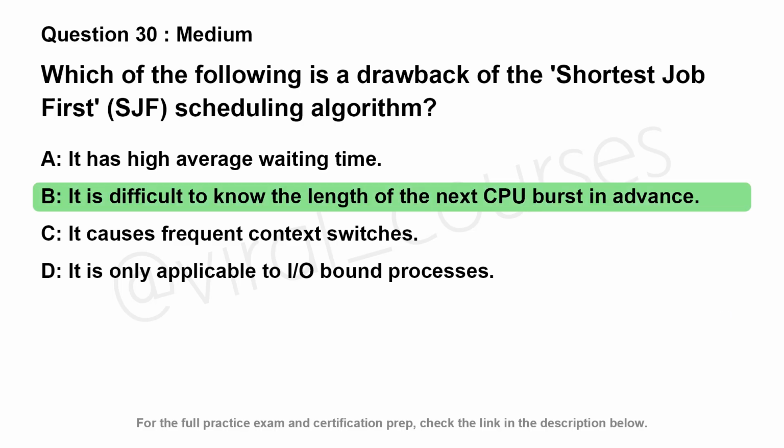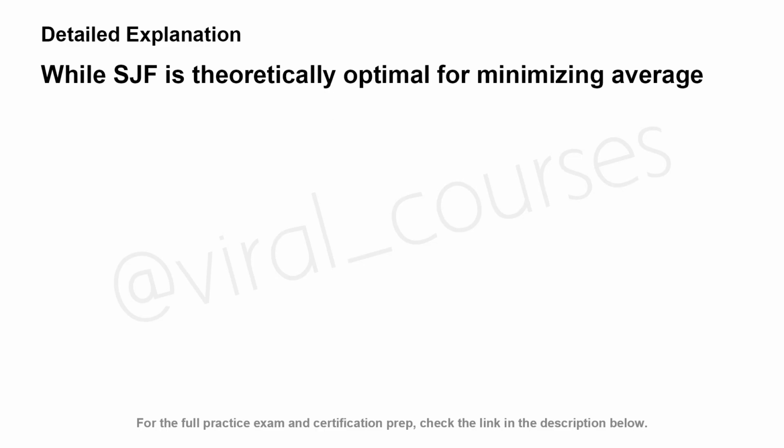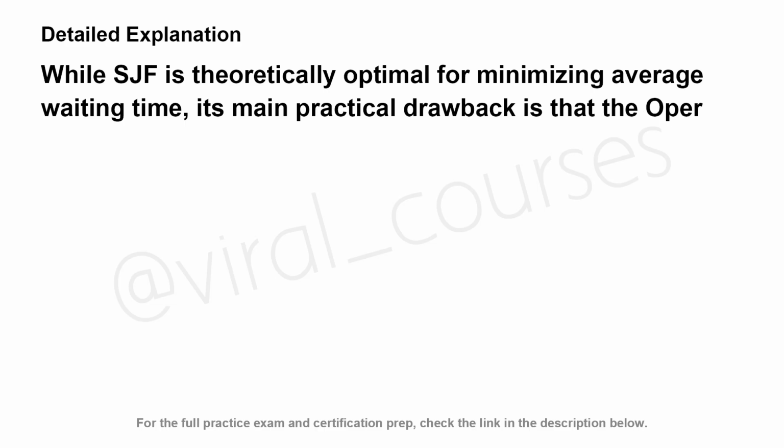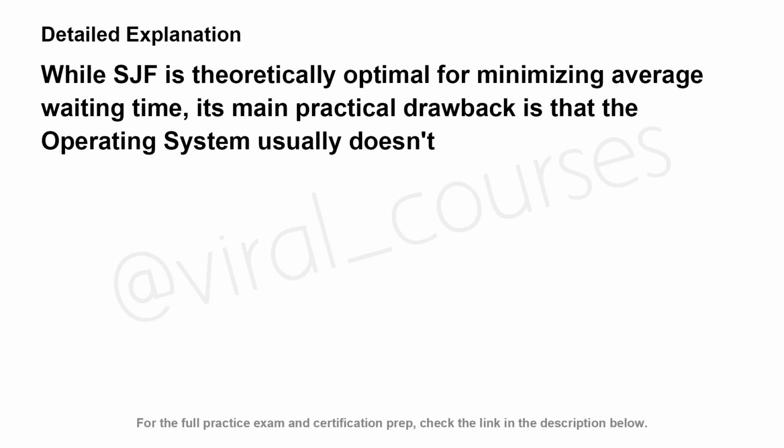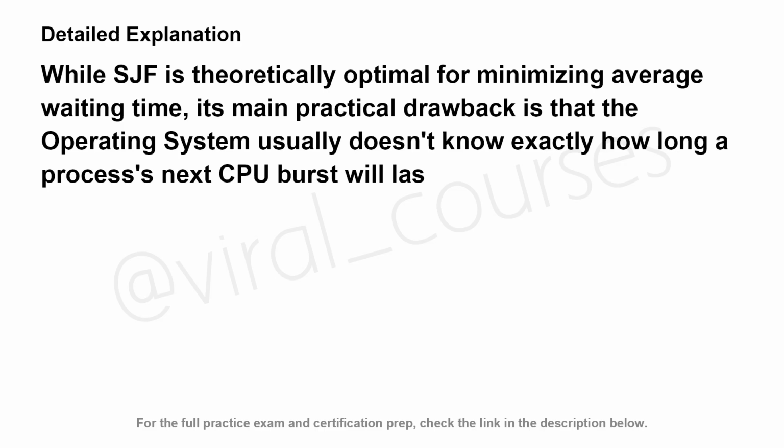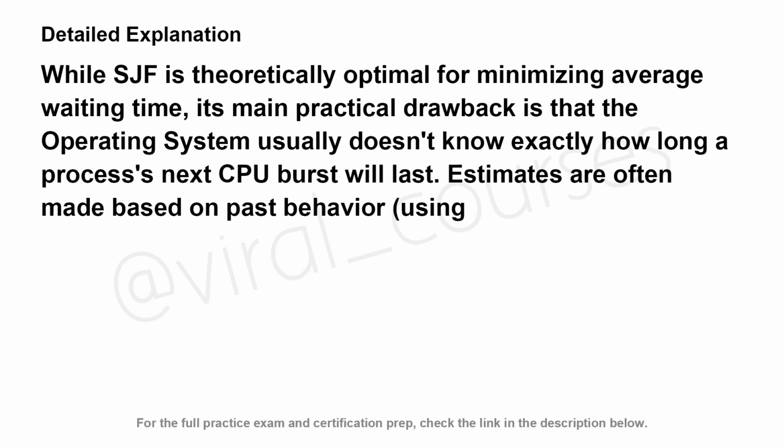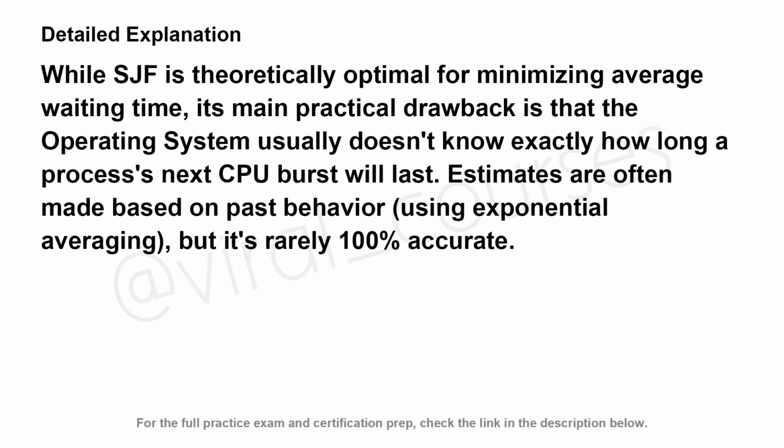The correct answer is B. While SJF is theoretically optimal for minimizing average waiting time, its main practical drawback is that the operating system usually doesn't know exactly how long a process's next CPU burst will last. Estimates are often made based on past behavior, using exponential averaging, but it's rarely 100% accurate.